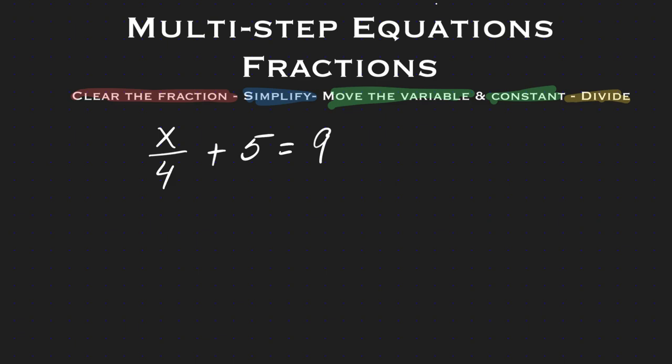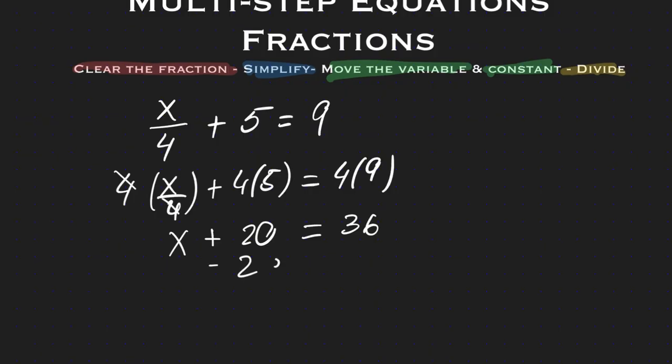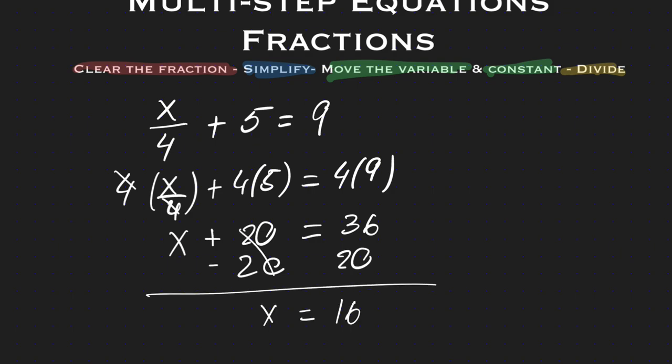When we say clear the fractions, that means we're going to multiply every single term by the denominator. So let's go ahead and do that. All right, so those two will cancel each other out because 4 times x is 4x, and 4x divided by 4 will be x. So let's go ahead and write that. 20 equals 36. From here we can subtract 20. That means moving the constant to the other side. And we have x equals 16.